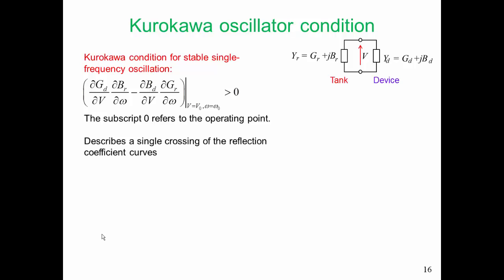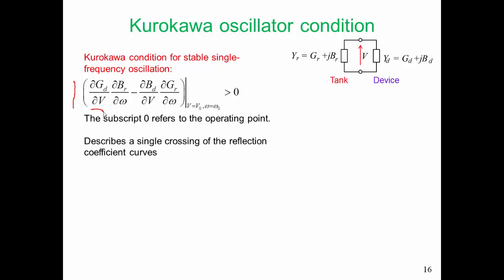So let's talk about the Kurokawa oscillation condition. The oscillation condition can be expressed as a formula. Here is the formula here. And this is the form of the oscillation conditions for a conductance oscillator. So let's go through and read through this description. This is saying that the derivative of GD with respect to voltage, so this is the voltage across the device as shown in that figure on the top right hand curve here.